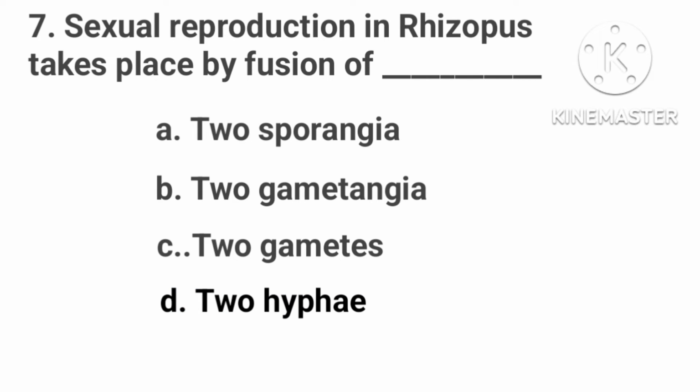Sexual reproduction in Rhizopus takes place by fusion of: option A, 2 sporangia; option B, 2 gametangia; option C, 2 gametes; option D, 2 hyphae. The correct answer is option B, 2 gametangia.